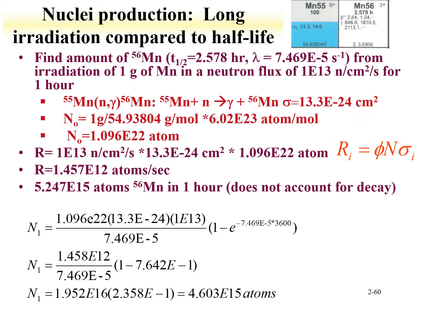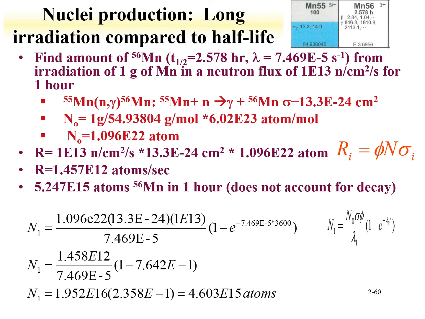Let's use our equation. Let's input the terms. The rate is equal to the flux times the cross-section times the number of targets. We get a rate of 1.45 times 10 to the 12th atoms per second, 3,600 seconds in an hour. We get a value that we should make 5.25 times 10 to the 15th atoms of manganese 56 in an hour. Now remember, this equation does not account for decay.